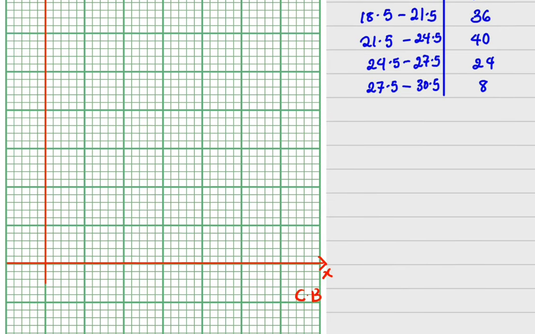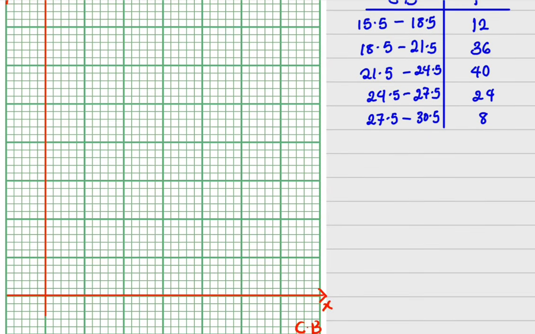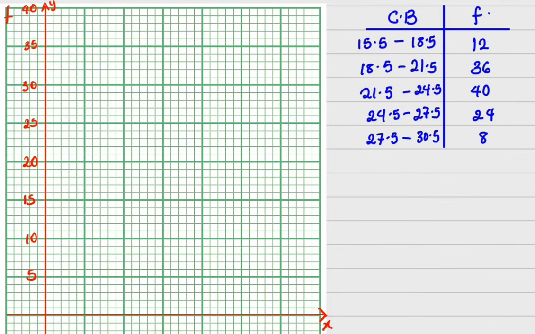So don't forget. Now for the frequency, I think the highest is 40. So what I would do here to make my graph look very nice, I would take a centimeter to be 5 units. That is the scale. So this will be 5. This is 10, 15, 20. So everything is now set, and here is the origin, which is 0.